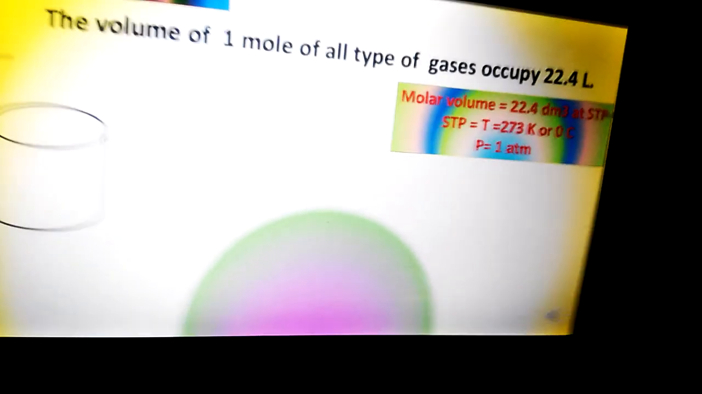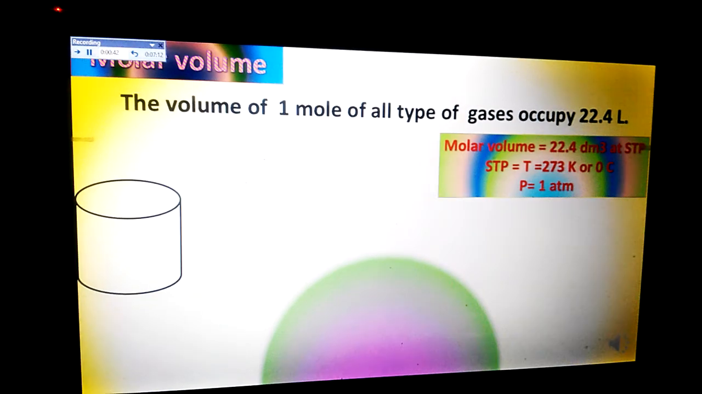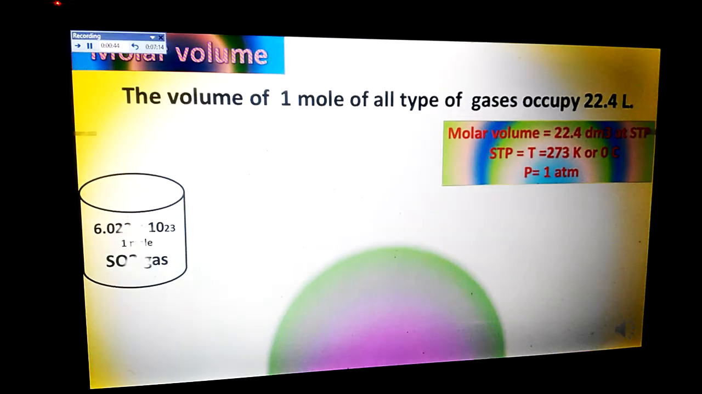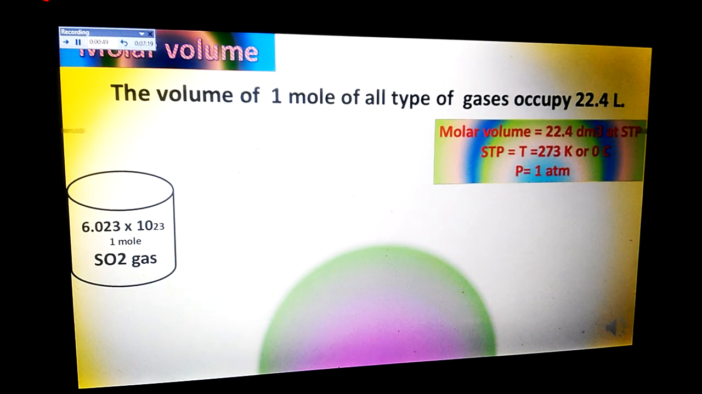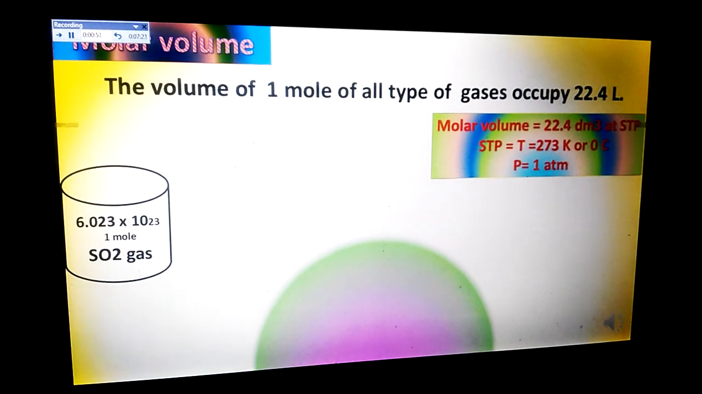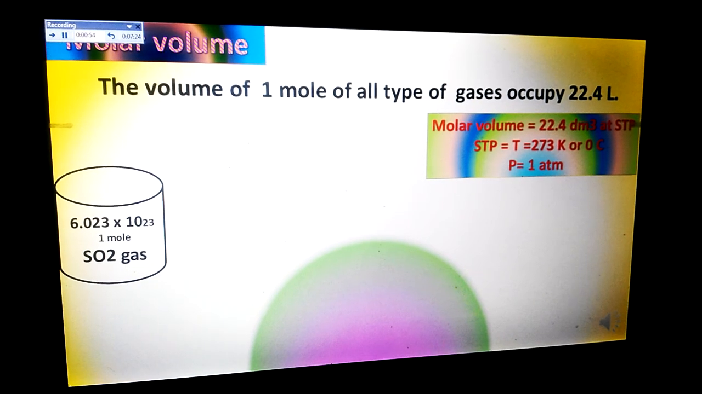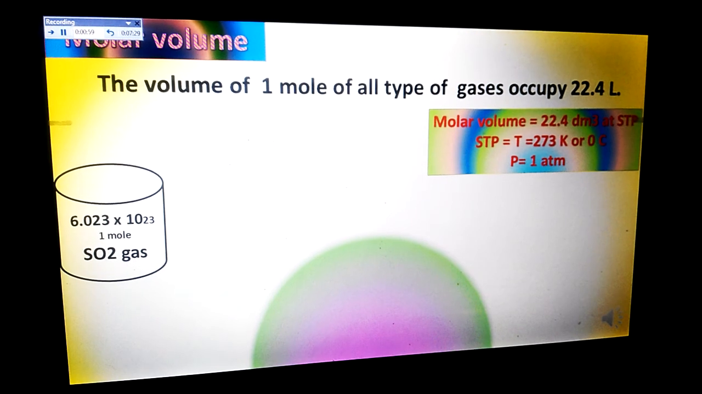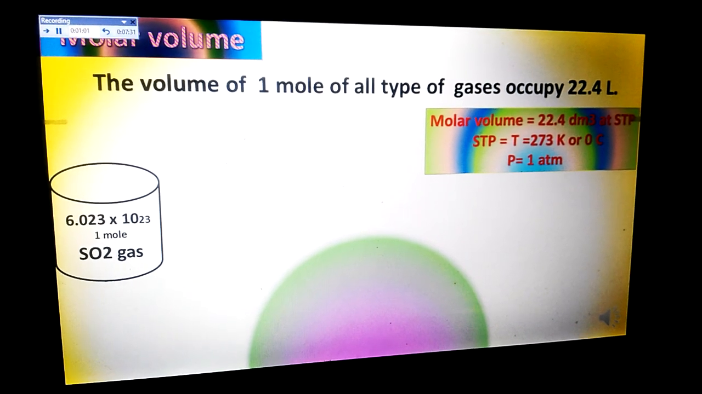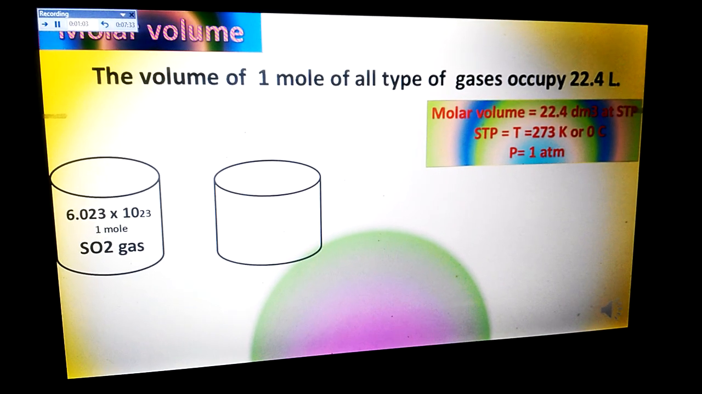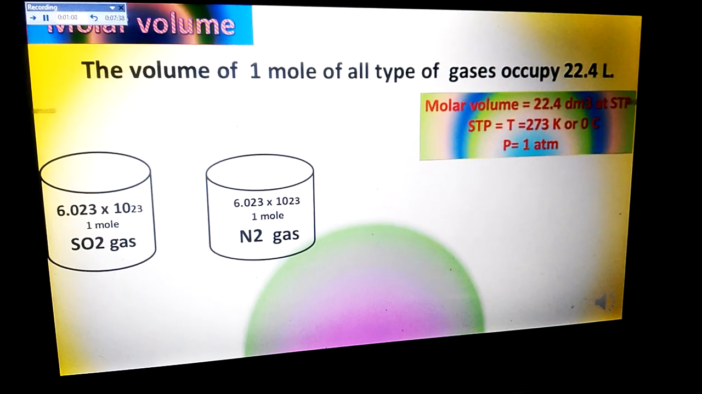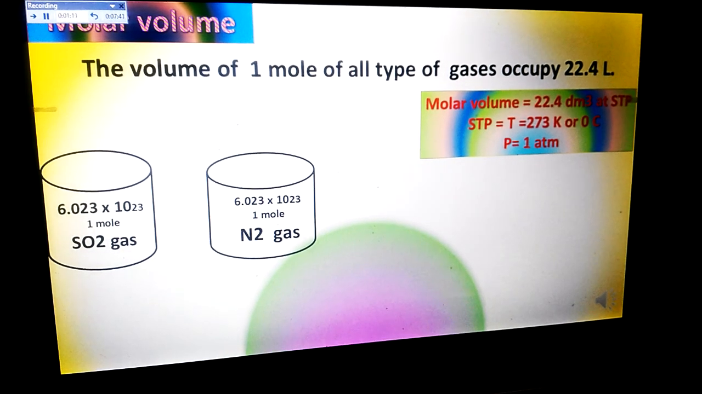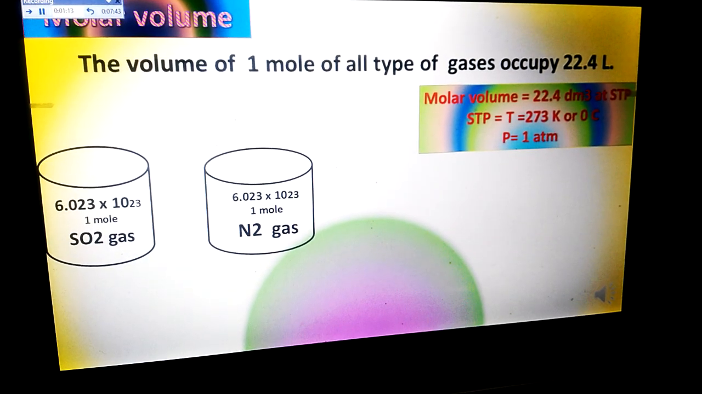For example, this is a beaker which consists of 6.023 multiplied by 10 raised to power 23 molecules of SO2 gas, that is 1 mole of SO2 gas. It will occupy a volume of 22.4 liters. This is the second beaker in which we take 1 mole of N2 gas, and it will occupy the same volume, that is 22.4 liters.